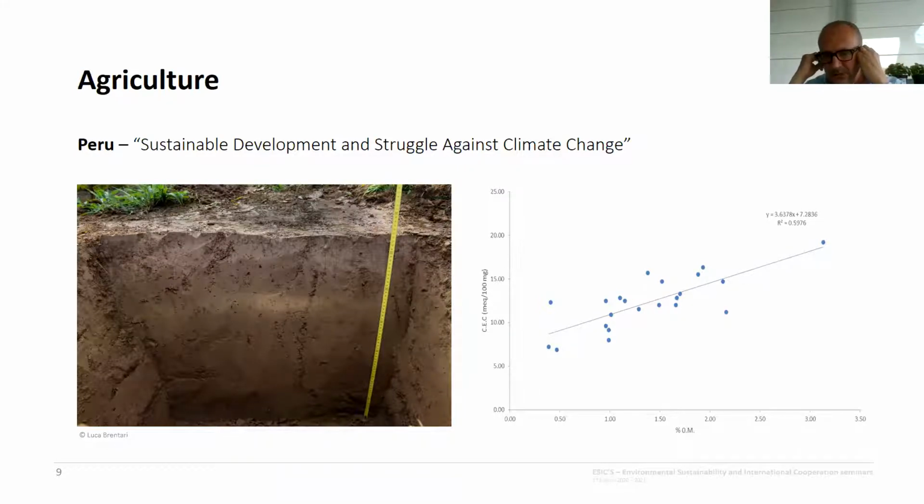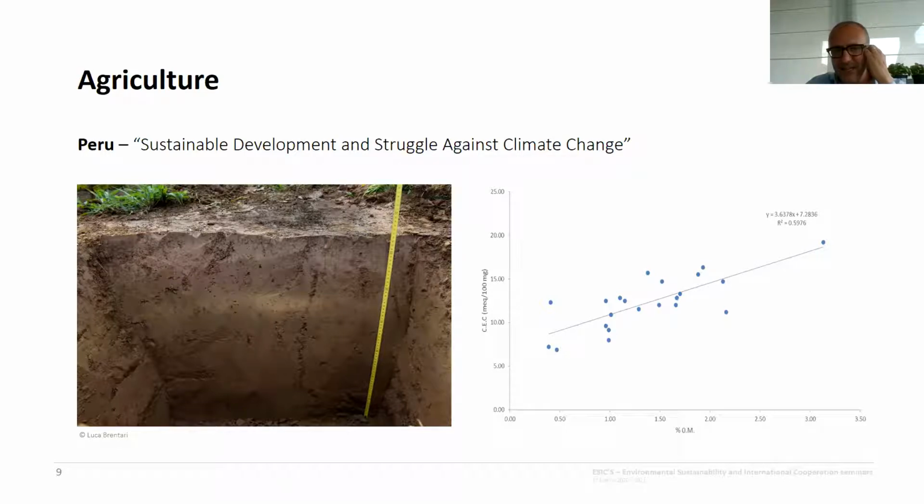On your right, you can see some results regarding the soil assessment, which we found in 21 soil samples. You can see the high correlation between organic matter and the cation exchange capacity. As I told you before, if we have a high organic matter rate, we have a high cation exchange capacity. And as I mentioned before, cation exchange capacity is the soil parameter by which we measure soil fertility. So if we have a high organic matter rate, we have high soil fertility.